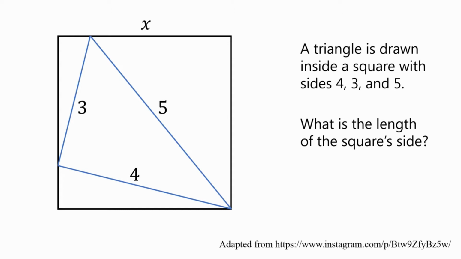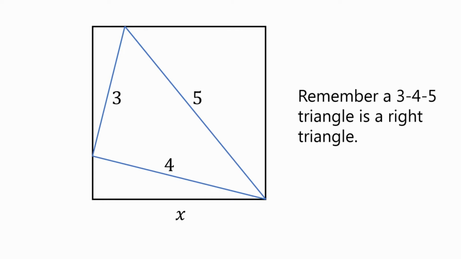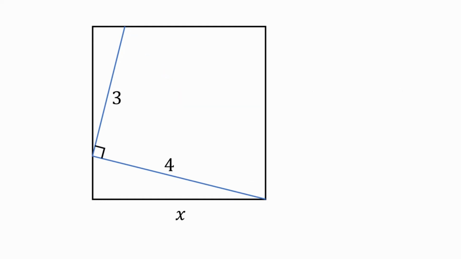First, notice that the triangle has lengths of 3, 4, and 5, and that means it's a right triangle. The angle between the sides of 3 and 4 will be a right angle and measures 90 degrees. Now let's focus on these two triangles. We're going to show that this triangle, lower left, is similar to this triangle, upper left. How can we do that? We're going to show that they have exactly the same angles.